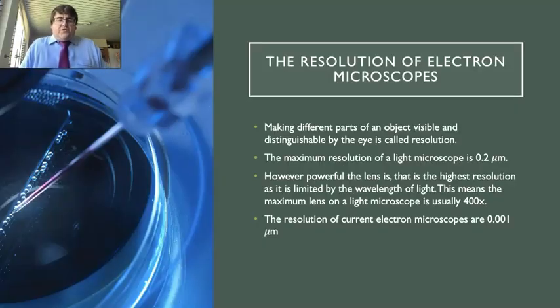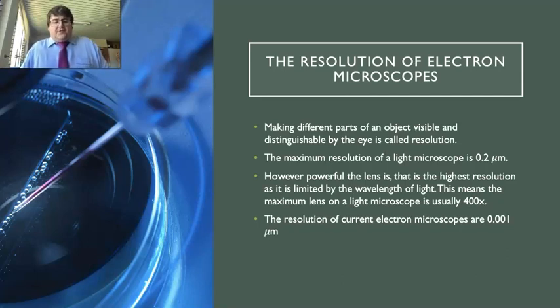Talking about the resolution of electron microscopes, first we start with some definitions. When you're making something visible and distinguishable by the eye, we call it resolution. The maximum resolution you can see with a light microscope is 0.2 micrometers. It doesn't matter how powerful the lens is. The highest resolution is limited by the wavelength of light, because everything we're seeing is based on the wavelength of light. That means the maximum magnification of a light microscope is usually 400 times, because we're not going to get much more clarity or resolution beyond that.